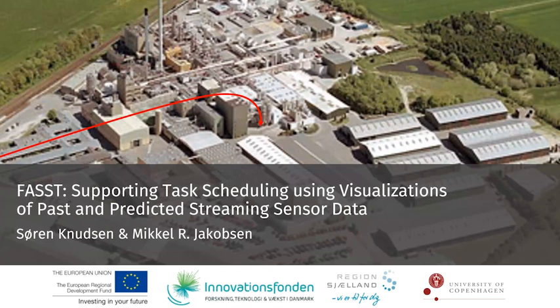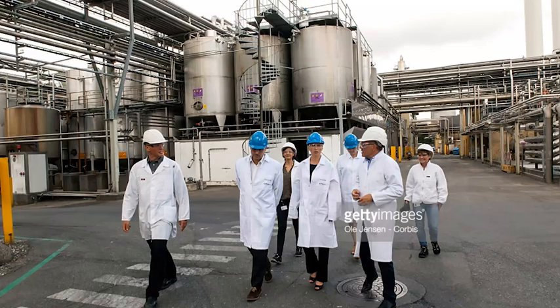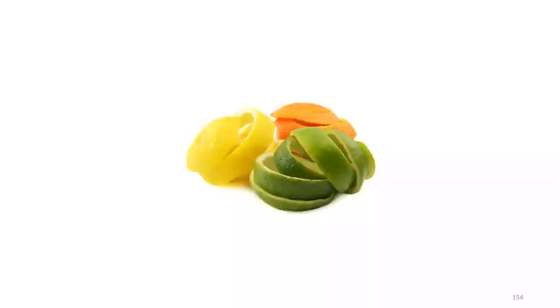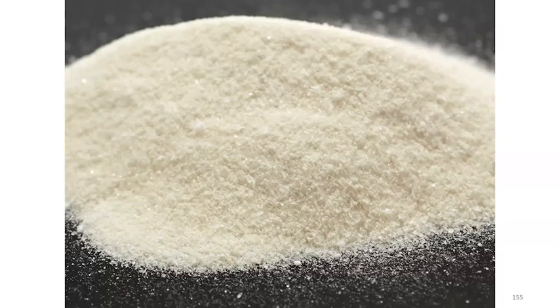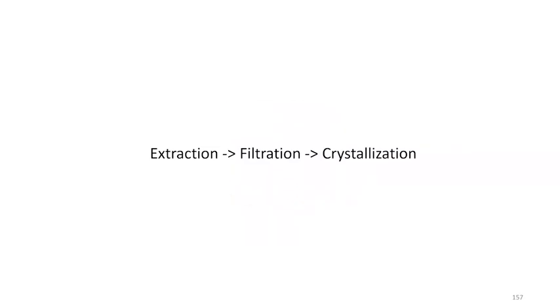I did some work with people at a production plant where we were interested in visualizing flow through a filter production unit. So basically this company was interested in producing pectin, which is used, for instance, as a gelling agent in jam, and they produce that from citrus peels. This is the end product, and that's used in strawberry jam here, for instance. This is Danish jordbær, that's strawberry in Danish.